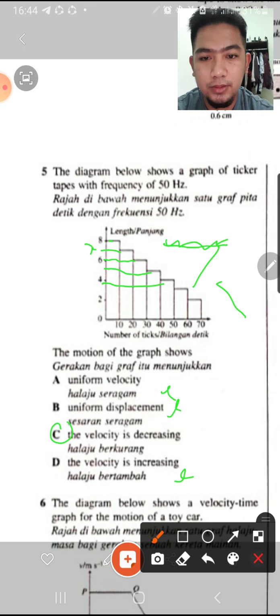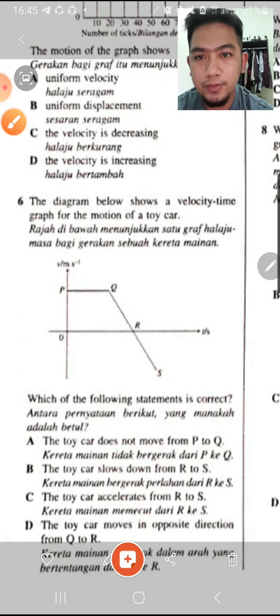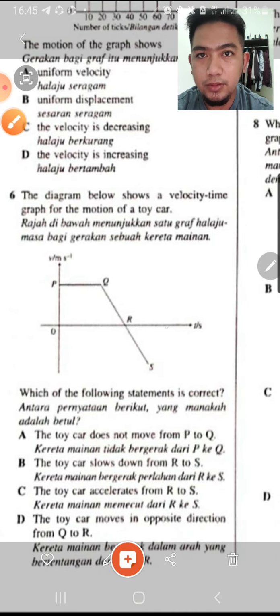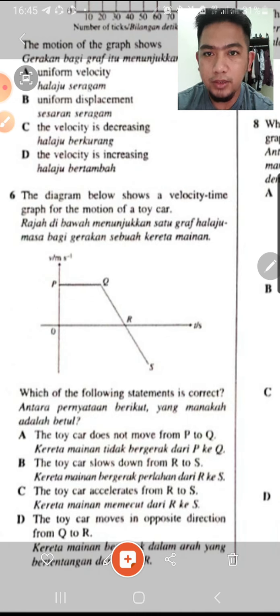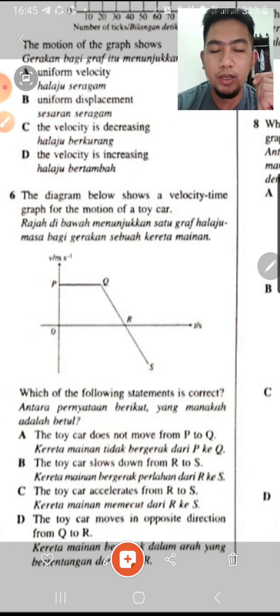Okay, question 6. This is also a concept question. The diagram below shows a velocity time graph. So the gradient means acceleration. Which of the following statements is correct?